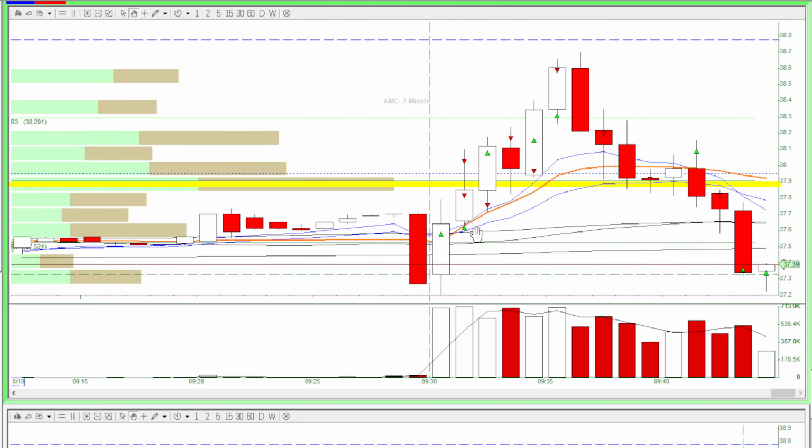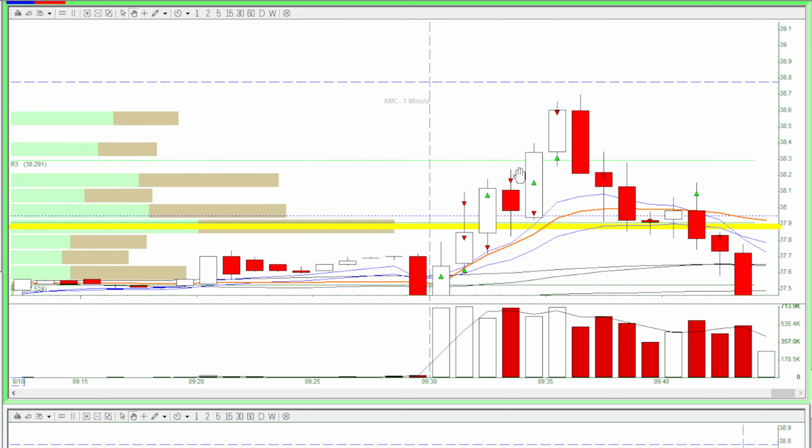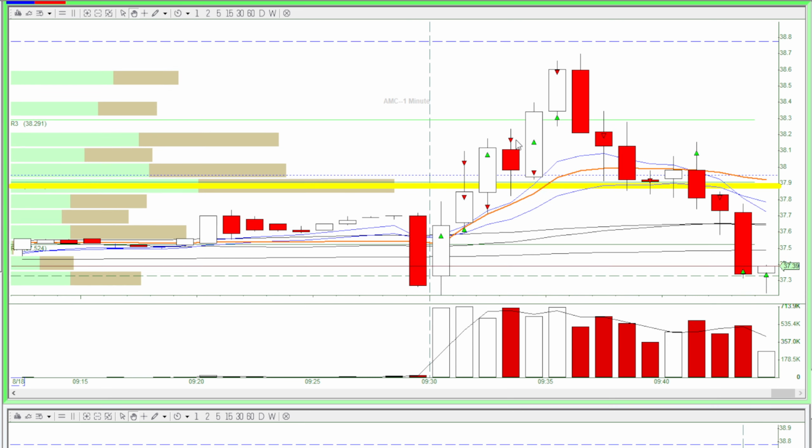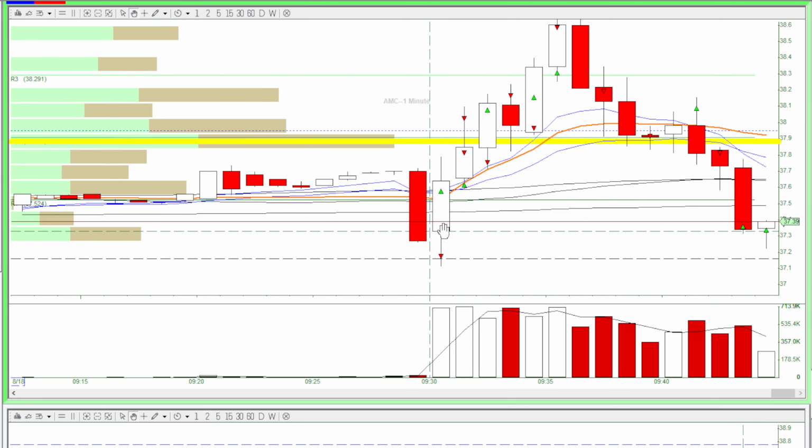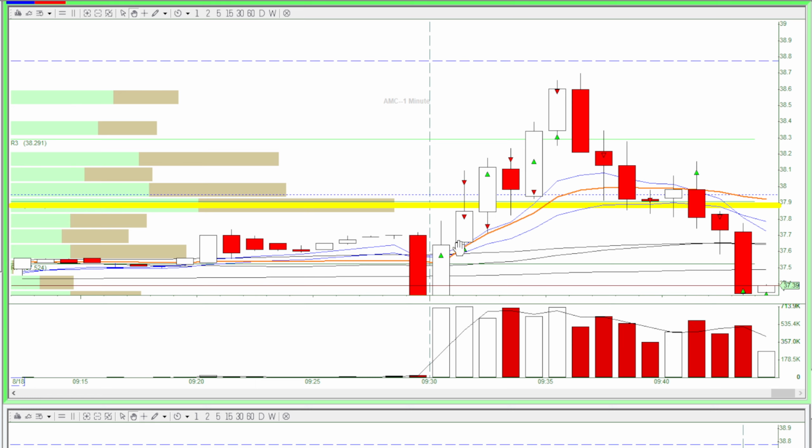Then I went for a long. This was a winning trade. I covered three times here, and then I went for another long and I covered again. But this loss is still there. So these two small wins did not make up for this loss.